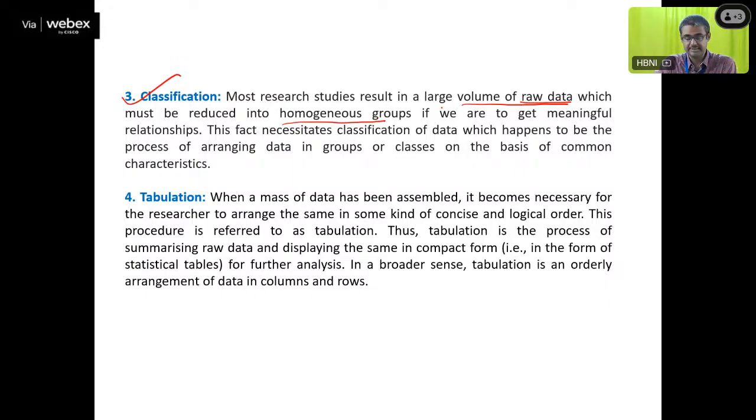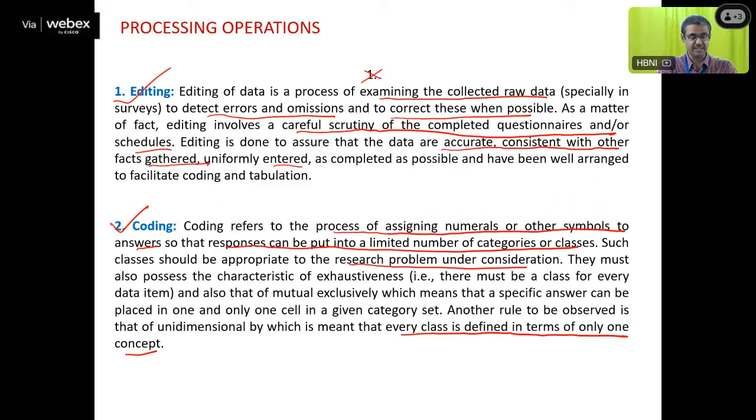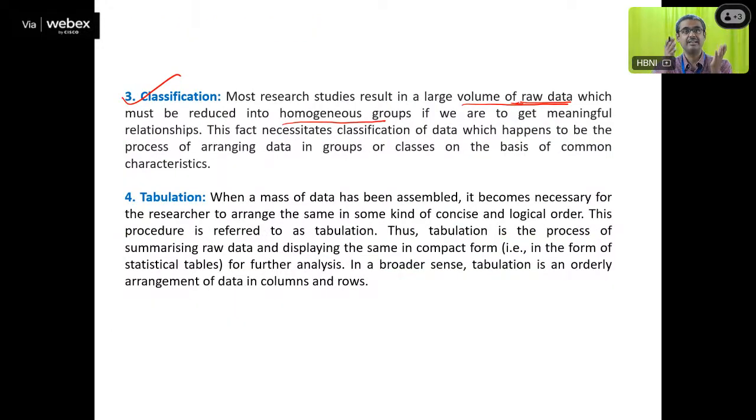Most research studies result in a large volume of raw data. During collection of data, we do not think so much. We keep on collecting, and when we sit down to analyze these data, in the processing we have to go through steps like editing, coding, and then classifying. Classifying means the large volume of raw data you have gathered must be reduced into homogeneous groups if you have to get meaningful relationships.